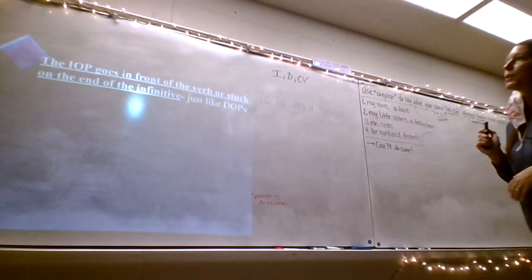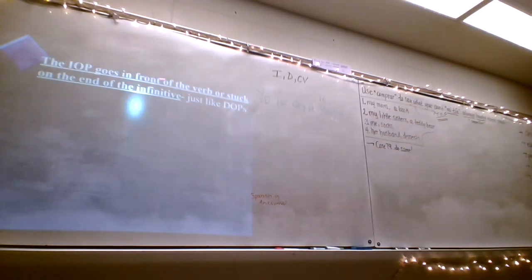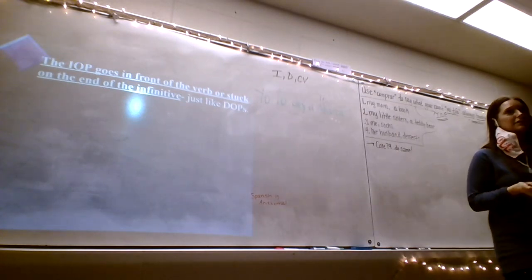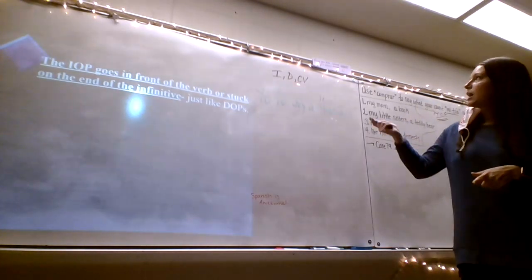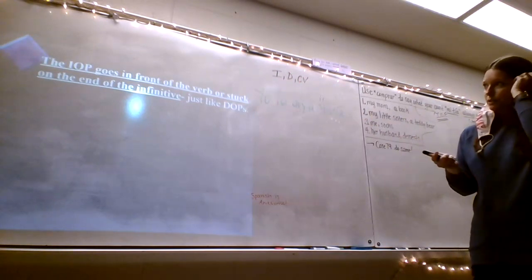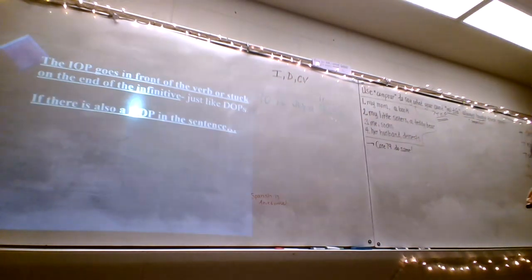All right, so like I said, the indirect object pronoun is going to go in front of the conjugated verb or stuck at the end of the infinitive, just like we did with direct object pronouns. So it goes in the same spot. If you happen to use all of them in one sentence, that's the formula though. So if there is a direct object pronoun also, here's your formula: indirect, direct, conjugated verb. But I already told you that.